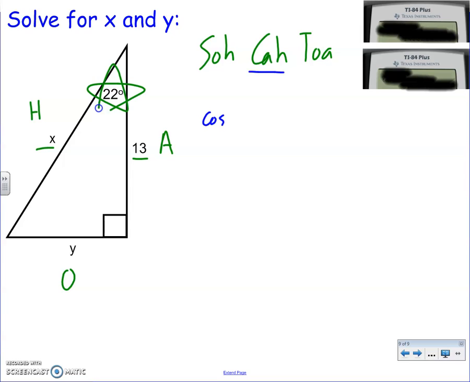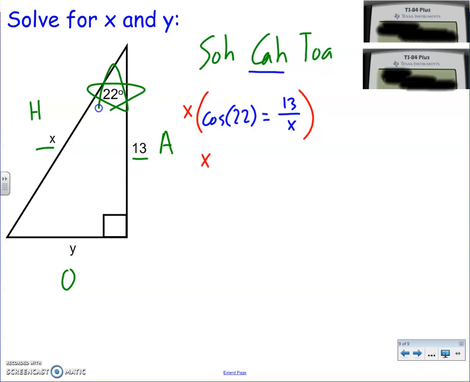So the cosine of our angle, 22 degrees, equals O, which is Y, sorry, not O, equals A, 13, over H, x. All right, again, leave cosine 22 alone. We're going to multiply both sides by the denominator to get rid of it. I'll multiply both sides by x this way.